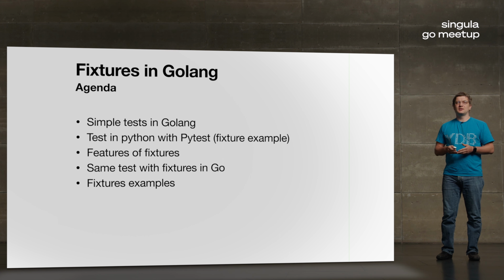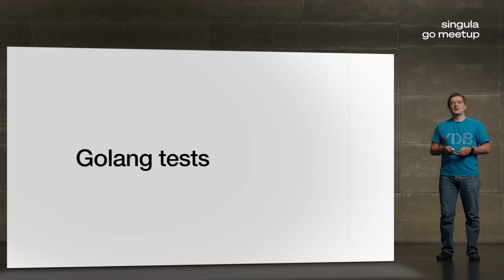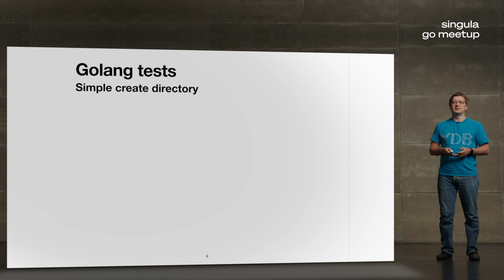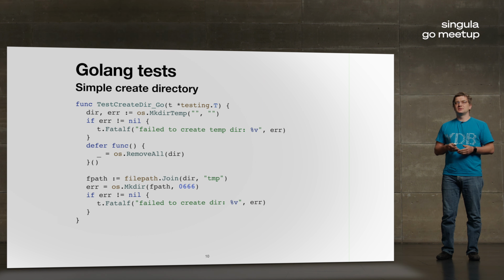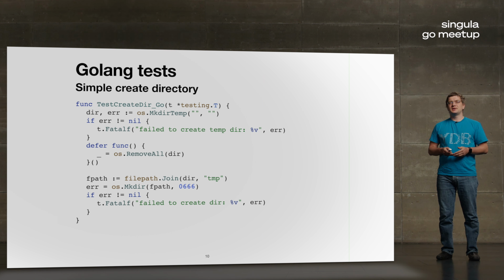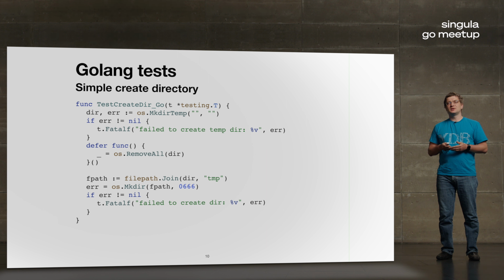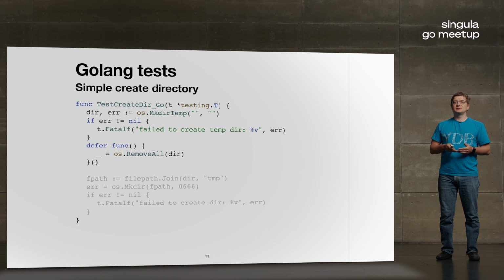Let's start. Golang tests. It will be very simple tests. In the first test we will create a directory. You can see the test source. In the first part of the source we prepare the test environment. We create a temp folder. Then we remove the temp folder with all contents. And then the test code, where we create a temporary directory within our work directory.